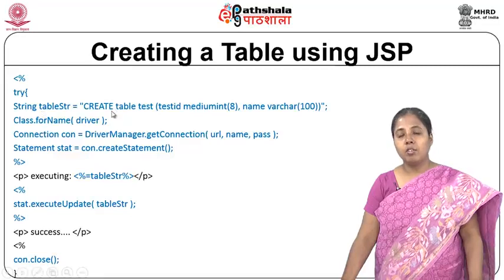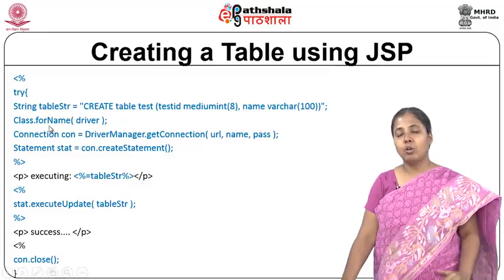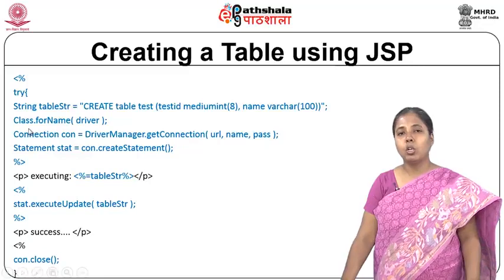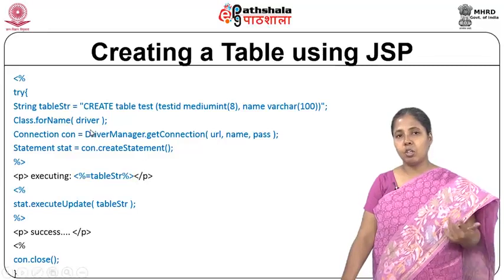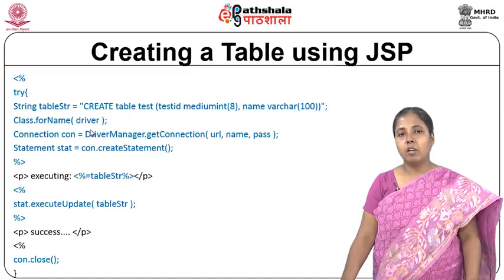Now, this is a string, we have not yet started executing the statement. The first step, as usual, to establish connection with JDBC, using JDBC you have to load the driver. So, you use Class.forName and then load the driver. The driver is actually a string that is stored earlier, that is declared earlier in the declaration tag.